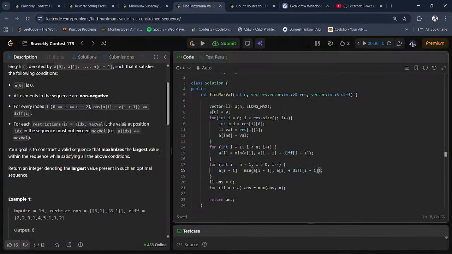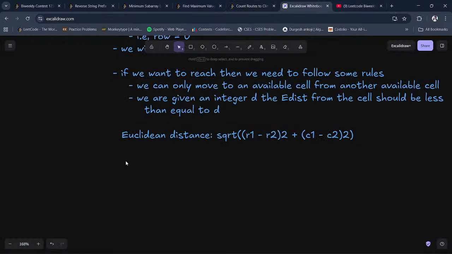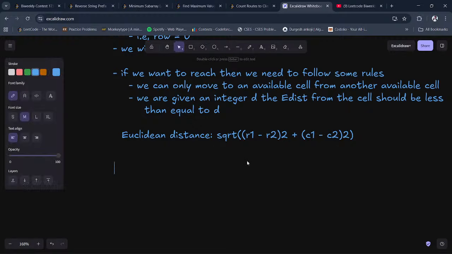Are we bounded by any other rules? You cannot stay on the same row for two consecutive turns. So what does this mean? We cannot perform the same move on the same row twice. Consecutive turns means you cannot perform the same move.